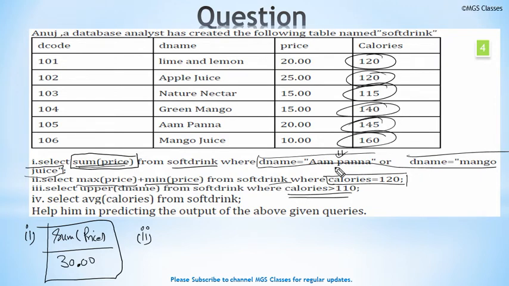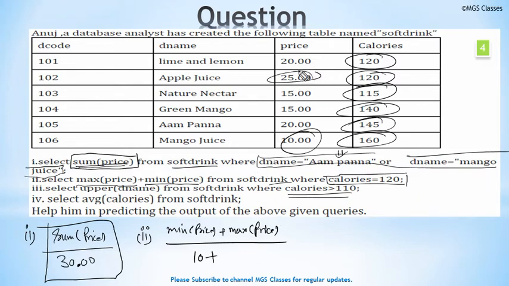So we will consider all those rows and we need to first calculate the minimum of the price and then the maximum of the price and then add up those values. So minimum of price is here. What is the minimum price? So here it is 15 or 10. 10 is the minimum. And what is the maximum price? Maximum price here is 25. So 10 plus 25, that will be 35, will be in the output of this question.